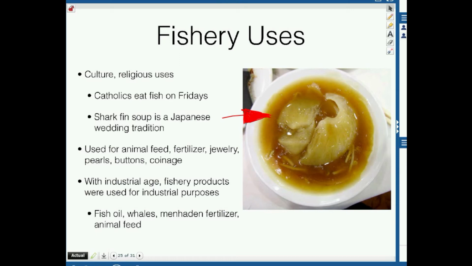There are parts that we'll use for jewelry. For example, we use pearls and buttons and coins. All of those have been from shells or things like that. We use a lot of fishery things in industry. For example, fish oil. If you've ever taken a fish oil pill, we use the fat from the gills. Menhaden, which is a type of fish, was used as fertilizer and also to feed animals. So there's a variety of uses for fish besides just humans eating them.